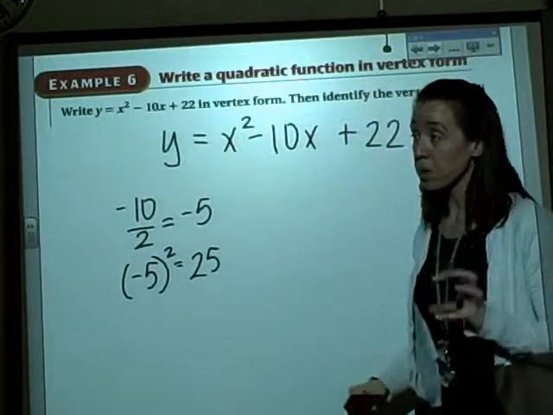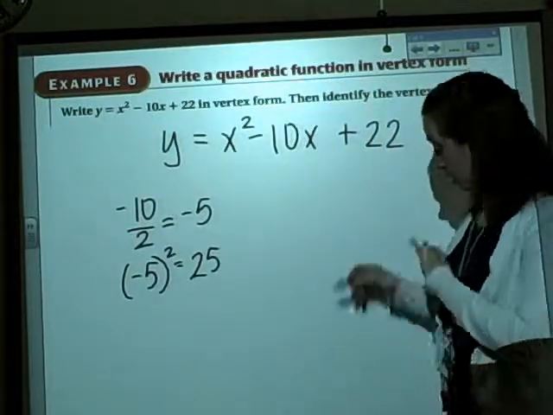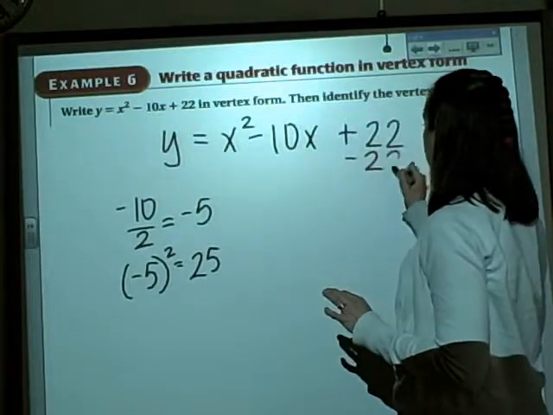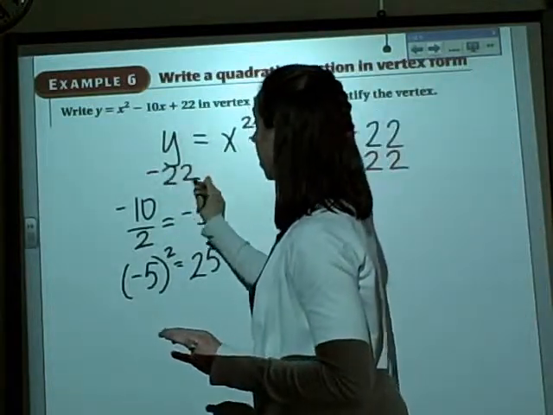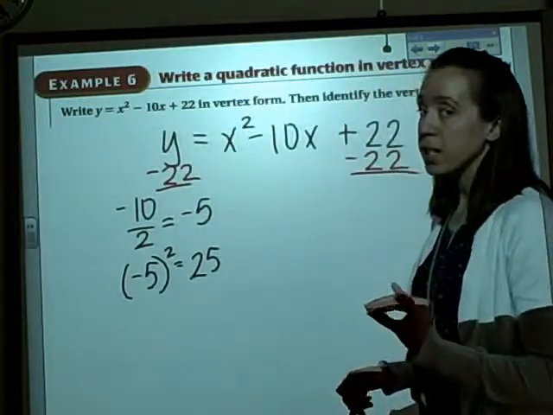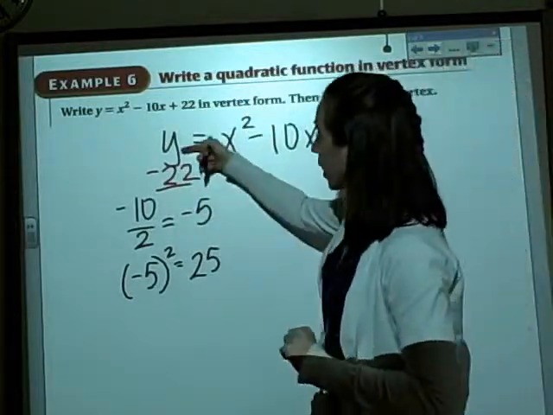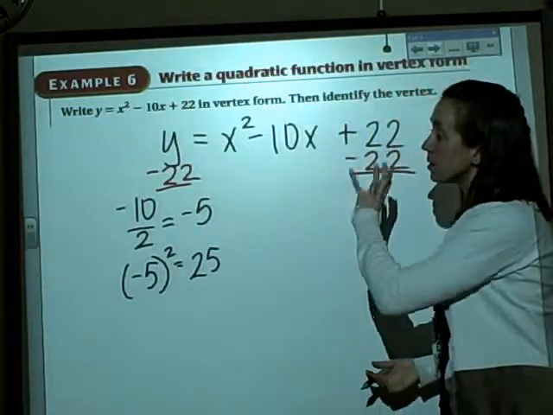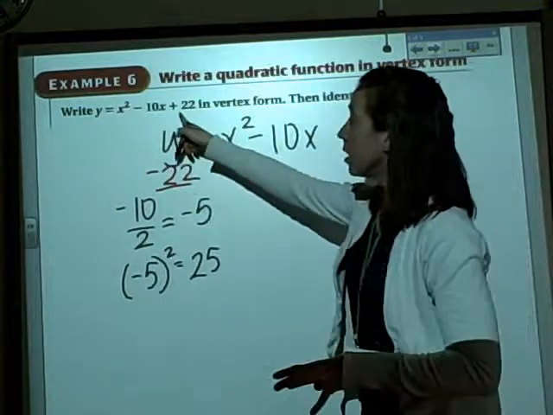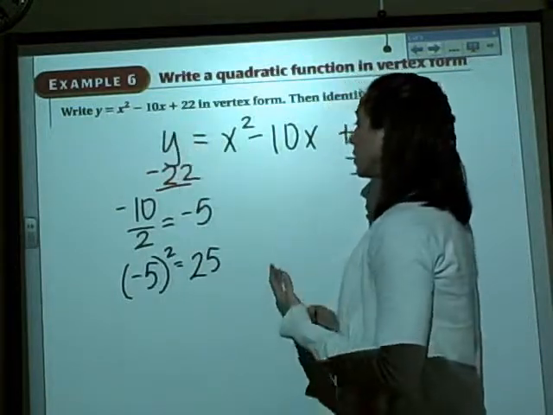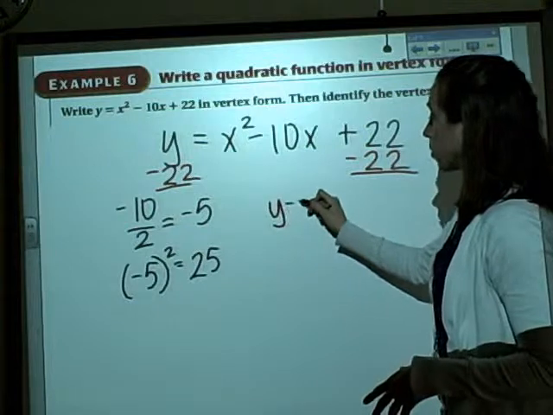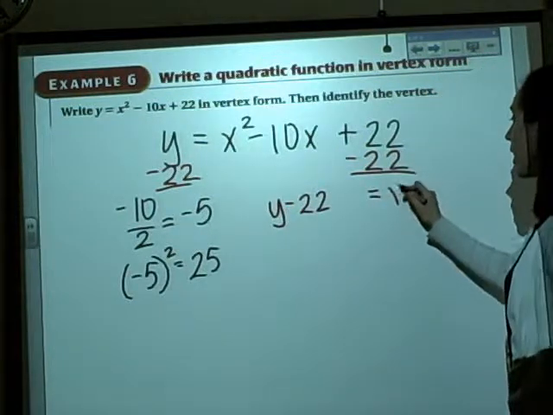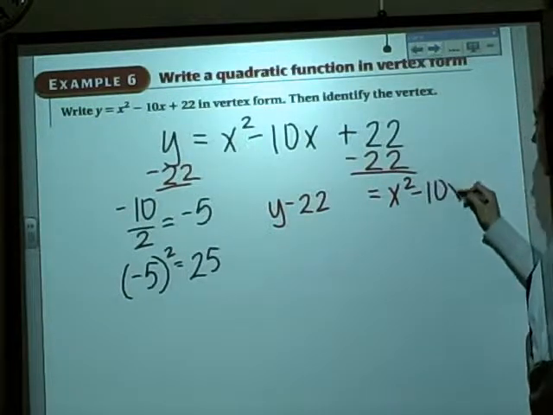Okay, so if this was a perfect square, we would need to see a 25 there. I don't have 25, so I need to subtract what is there and move it to the other side. Here's the thing. We have y minus 22. Obviously we can't combine that. We just want it to stay there for now so I can change this standard form quadratic into vertex form. So we see y minus 22 equals x squared minus 10x.